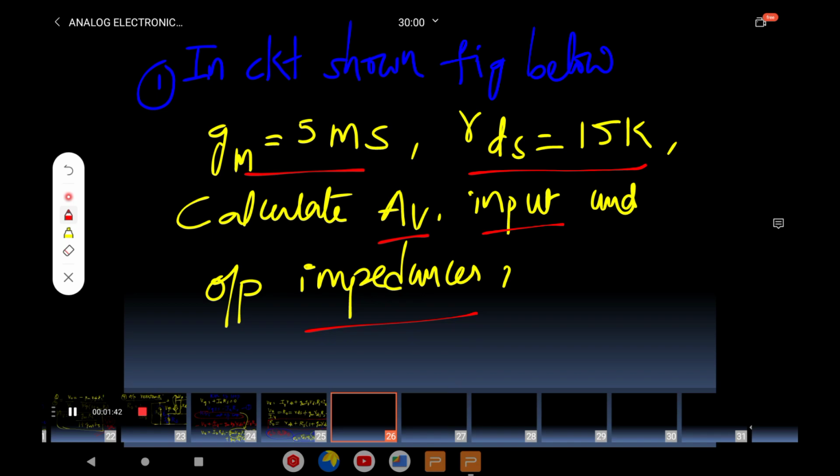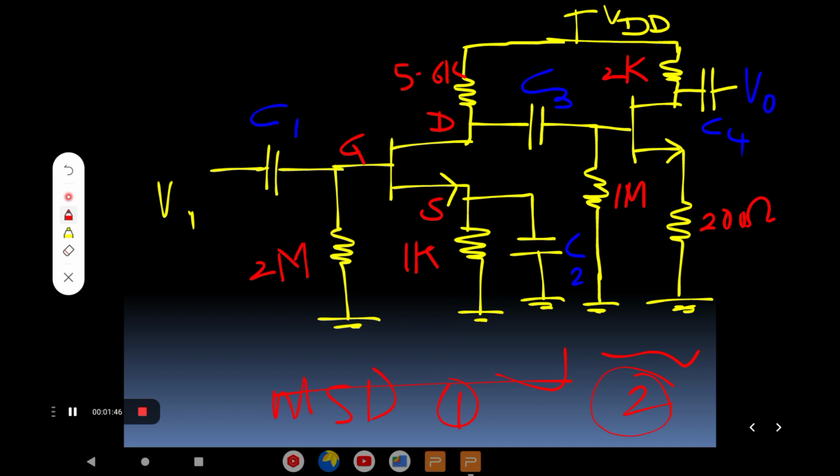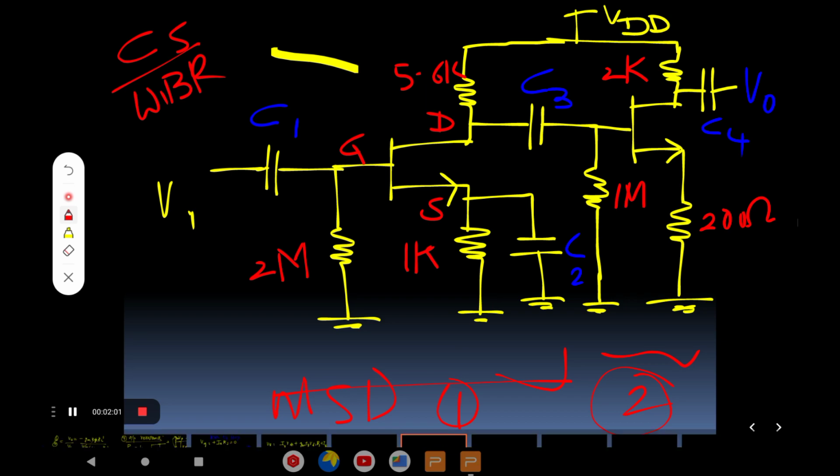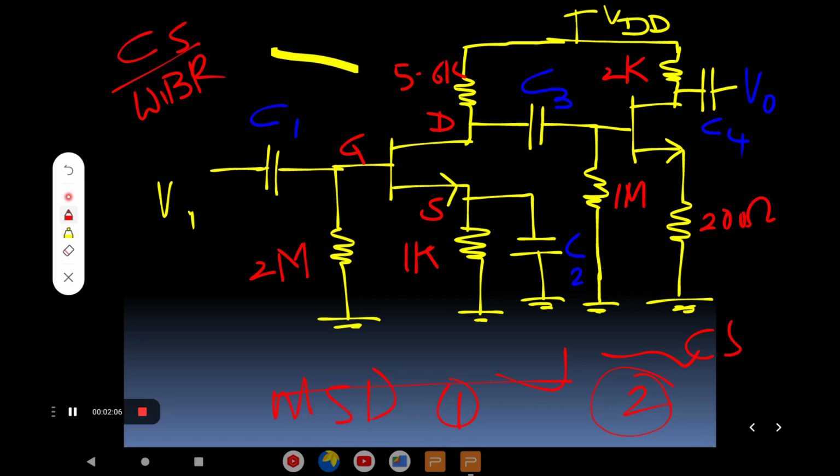First one is the identification of the circuits. The first stage is a common source, the first part being a common source with bypass resistor. The second part is also a common source, but without bypass. That is the difference between the two configurations.